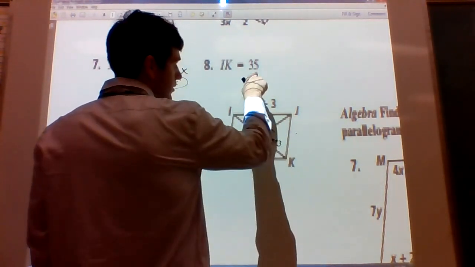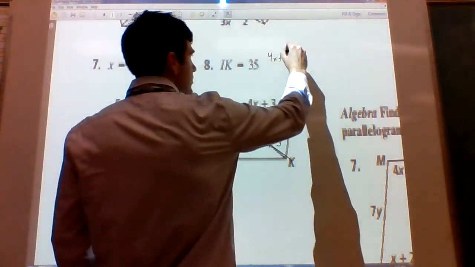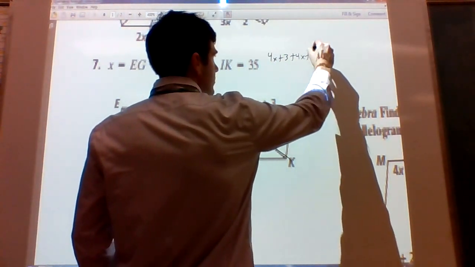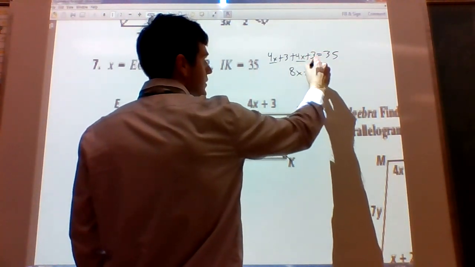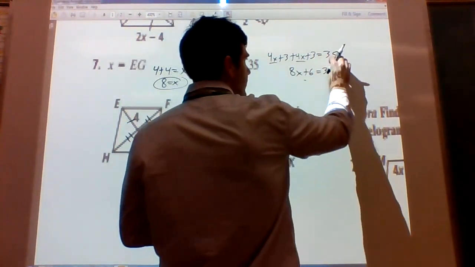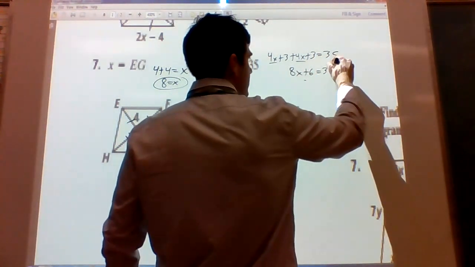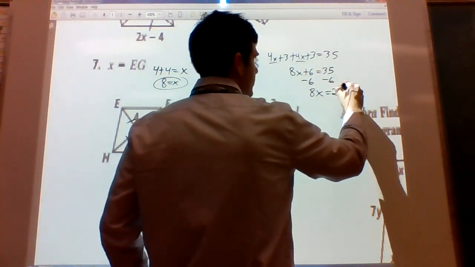The whole thing is 35. So 4x plus 3 plus 4x plus 3 equals 35. Combine like terms, we get 8x plus 6 is 35. Subtract 6, 8x is going to be 29.